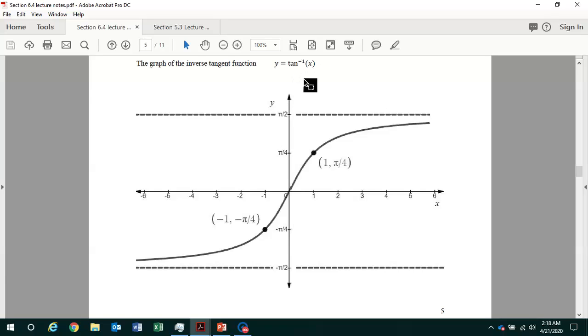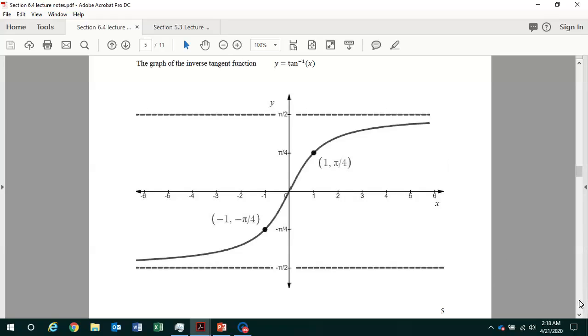So this is the notation for the inverse tangent function. Remember, the -1 in the superscript does not mean reciprocal. It's just fancy mathematical notation to represent an inverse function. So this is the inverse tangent of the number x. So y is an angle, and x is the number you put into the inverse tangent function. So at this point right here, x is equal to 1, and y is equal to pi over 4 radians. So the inverse tangent of the number 1 is equal to the angle pi over 4 radians.